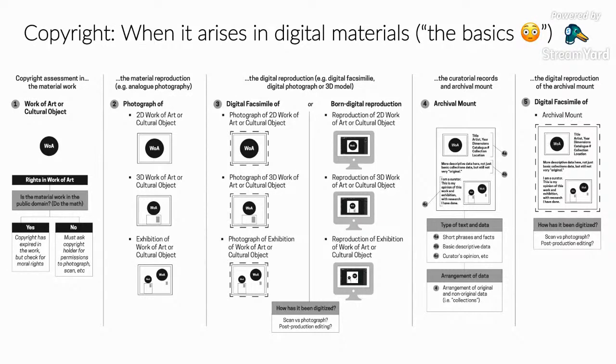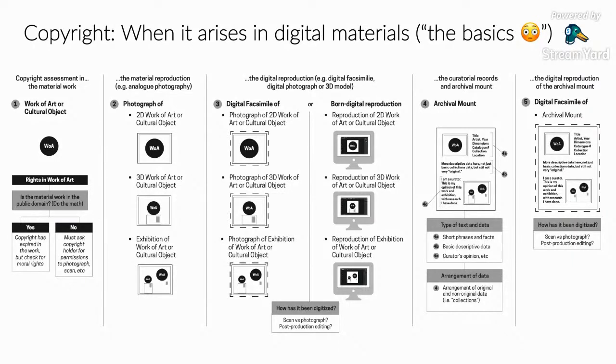And the more types of decisions we have like that are creative rather than technical, the greater the likelihood of the copyright. So by the time we get to the third column, which is when we start to think about digital reproduction, we need to think about that underlying copyright in the material reproduction, as well as a digital reproduction.